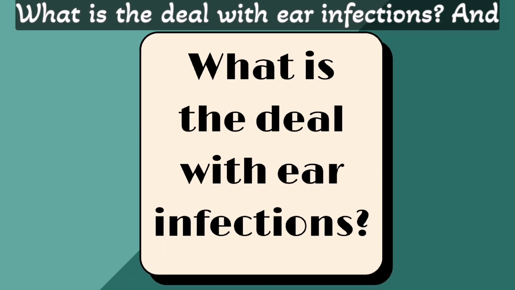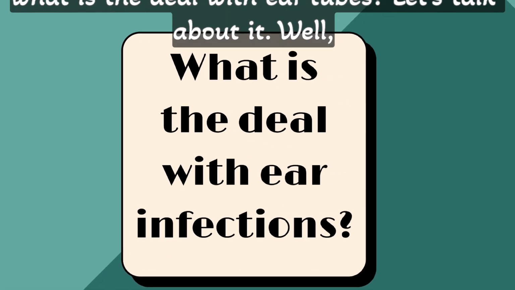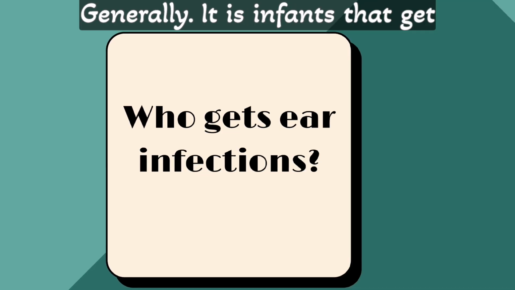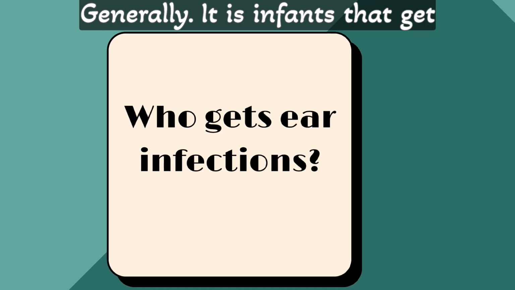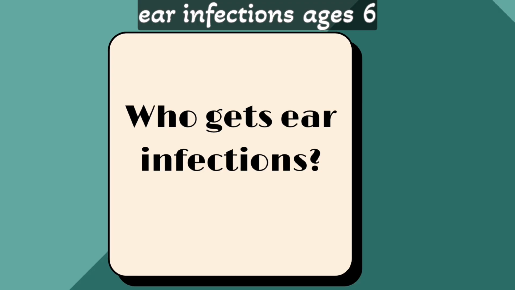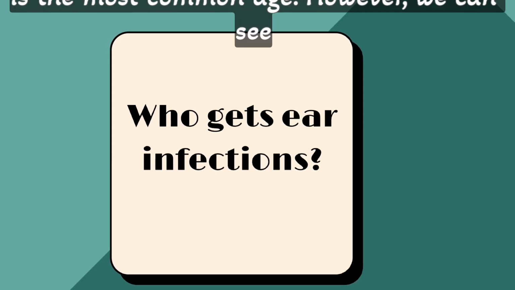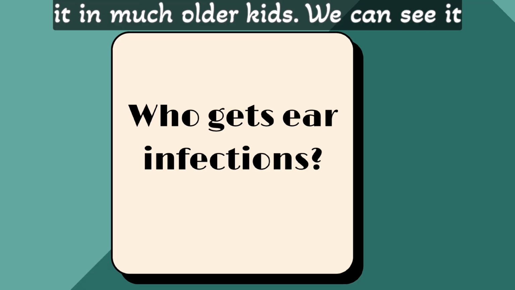What is the deal with ear infections and what is the deal with ear tubes? Let's talk about it. Well, let's start with who gets ear infections. Generally, it is infants that get ear infections, ages 6 months to 12 months. This is the most common age. However, we can see it in much older kids.